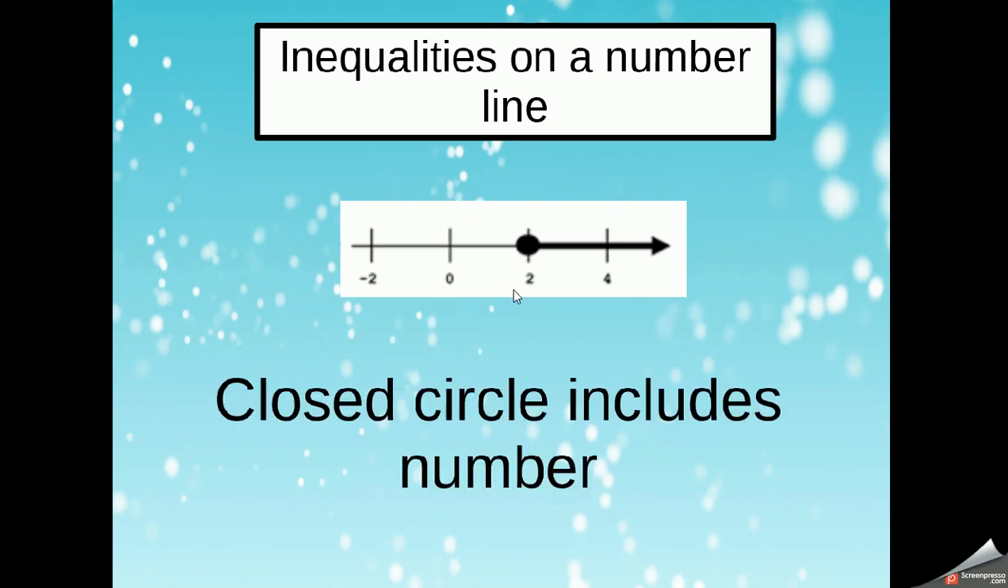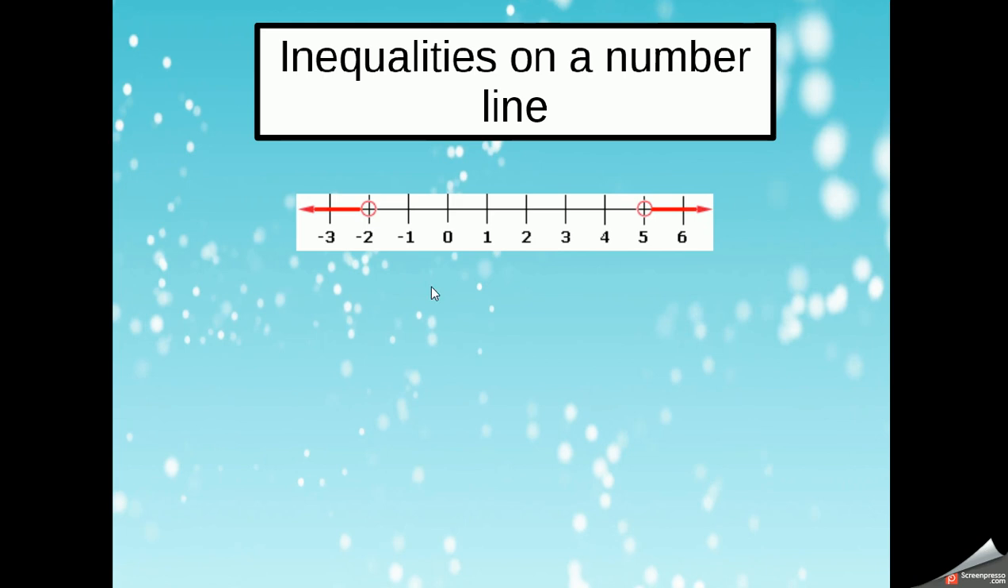However, if we have a coloured in dot, then it includes that number. So now we've got x is greater than or equal to. Let's have a look at a few others then.